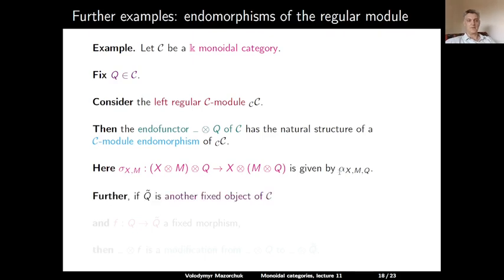One can say even more. If we fix another object Q tilde, then we have the corresponding endofunctor tensoring with Q tilde on the right. So this is another C module endomorphism of C. Then for any morphism F from Q to Q tilde, tensoring on the right with F is a modification from tensoring on the right with Q to tensoring on the right with Q tilde. So here is an example of how we can construct C module functors and modifications between them.